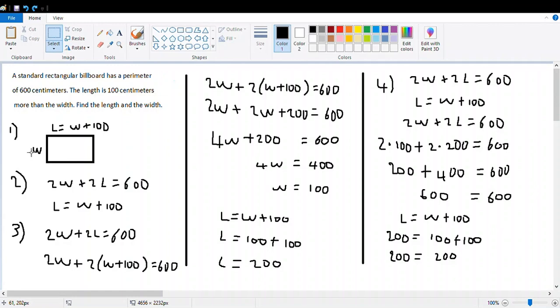Now step number 5 is really important because it's the solution. Okay, it's the statement, and of course the statement is the answer. Then our conclusion: the length of the billboard is 200 centimeters and the width is 100 centimeters. This is our conclusion. This is really important because if we don't provide the solution of the word problem, then we didn't solve anything. Okay, then always remember, write the answer.